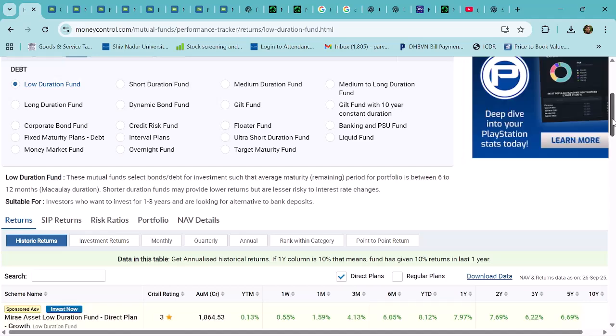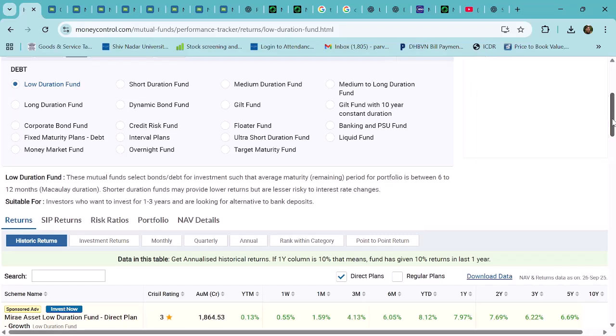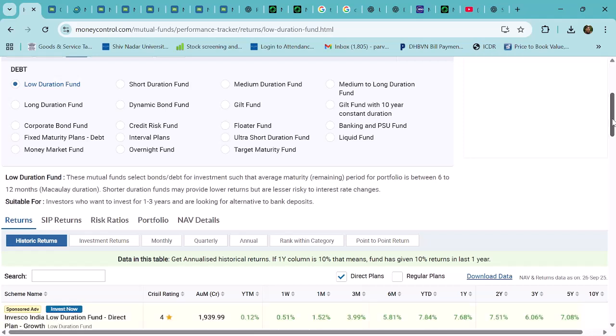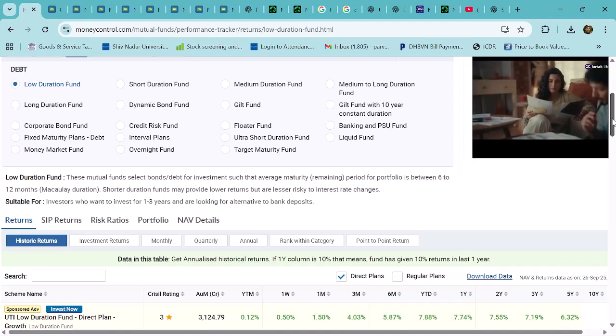Now, if you see, there is a low duration fund, there is a short duration fund, there is a long duration fund. If you're invested in a low duration fund, it will be less risky. Now, these funds are also risky, and I'll tell you how they are risky. But a long duration fund will be the most risky. So if you take more risk, the chances are that you can earn more. But if you're putting your money in a liquid fund or a low duration fund, then the chances are that you may not lose or you may not gain so much.